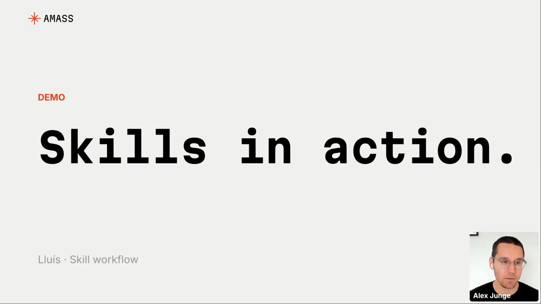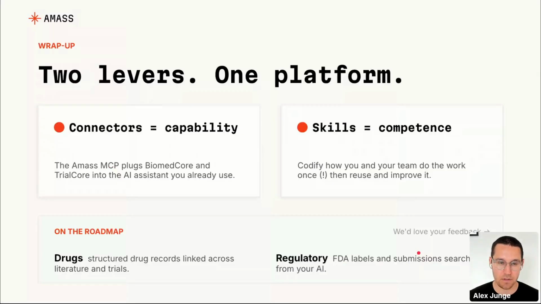Yeah, so we'll just round it off here very quickly with just, again, explaining the two levers that we have shown here. One is the connector, the MCP, giving AI tools capabilities to talk with the Amass BioMedCore and TrialCore to get reliable evidence. And the second lever is building your own competence into skills, share them with your team, and define a workflow once. Iterate on, of course, if you want, but after defining it, use it as many times as you want, schedule it, have it send you an update. All these kinds of things are then possible.